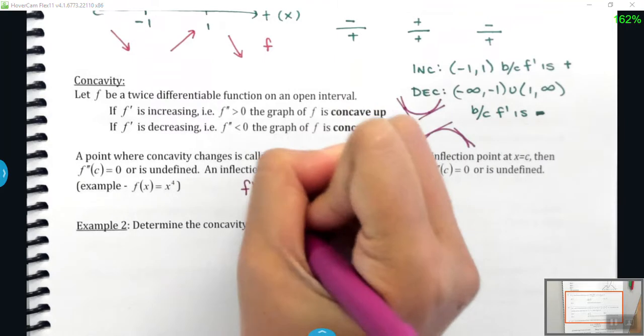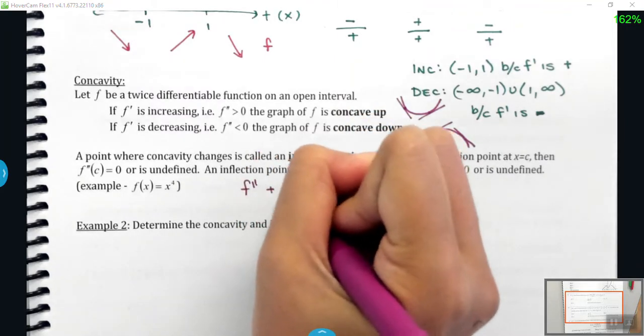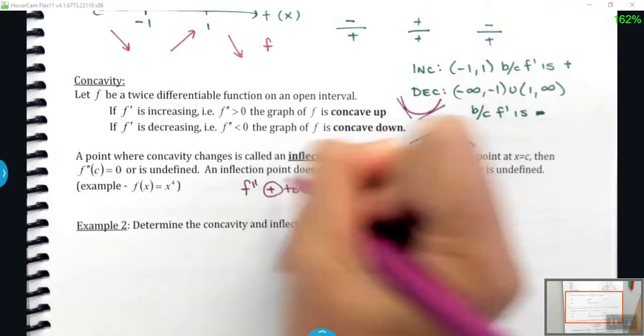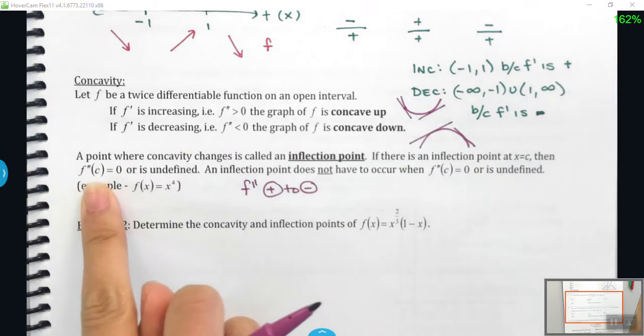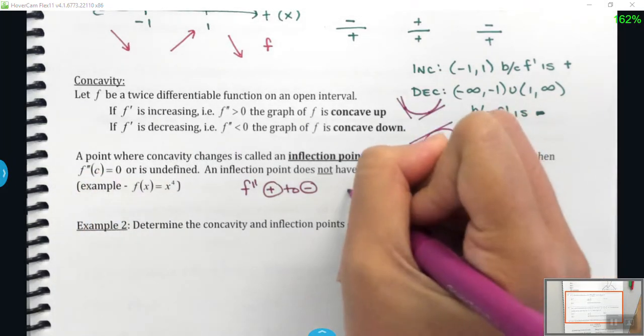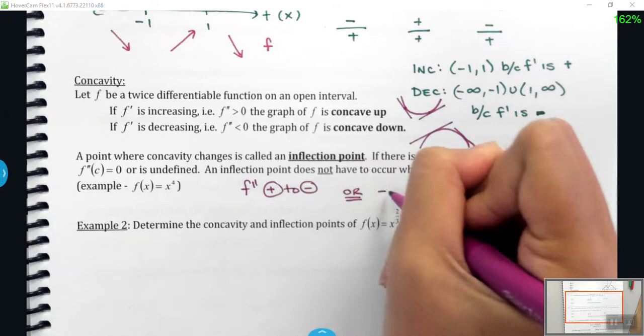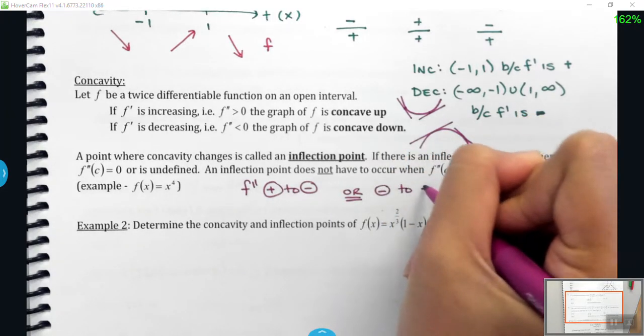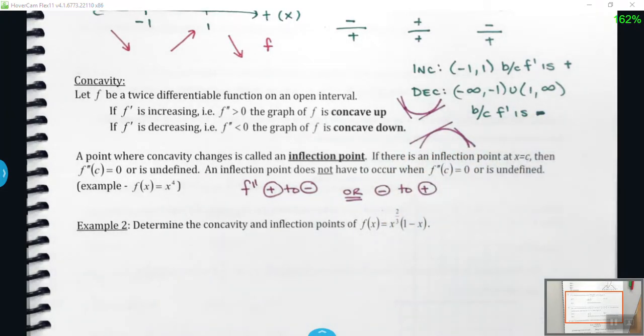F double prime has to change from positive to negative. Okay, it's got to change. Just because it equals 0 doesn't mean it's an inflection point. Or negative to positive. If it doesn't change direction, then there's no inflection point. Okay?